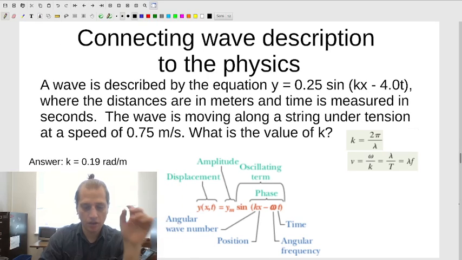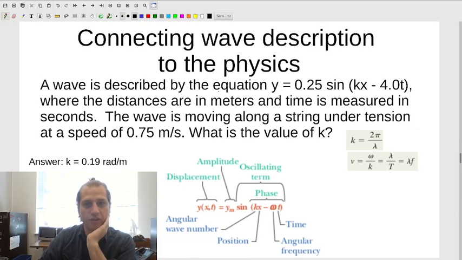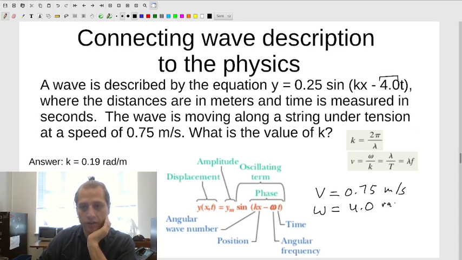All right. I just got this out of order. This should have been earlier. In any case, it's a little problem involving wave description again, and it gives you the speed of the wave. And it gives you enough information that you can get the omega for this wave. So that would be 4.0 radians per second. And then it asks you to find out what the value of k is. So you can just use your v equals omega over k.